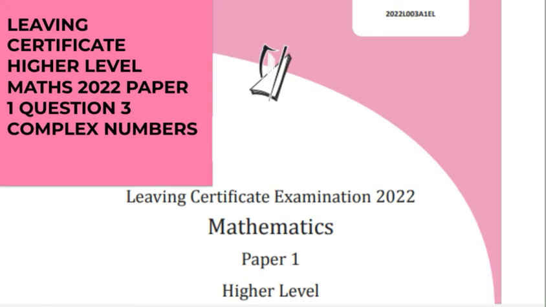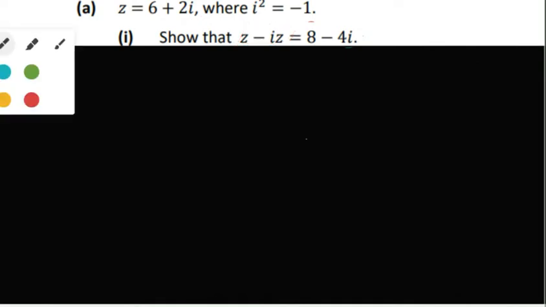Today we're covering the Leaving Cert Higher Level 2022 question 3 on complex numbers. First of all, we just have a straightforward multiplication question, and we have z is equal to 6 plus 2i. Now we need to get z minus iz, and we have the result. So let's get the result and compare.